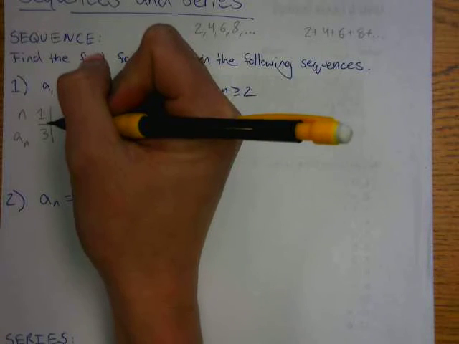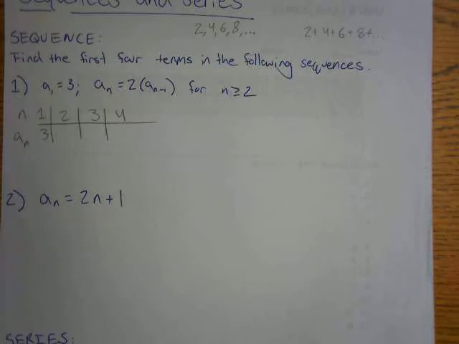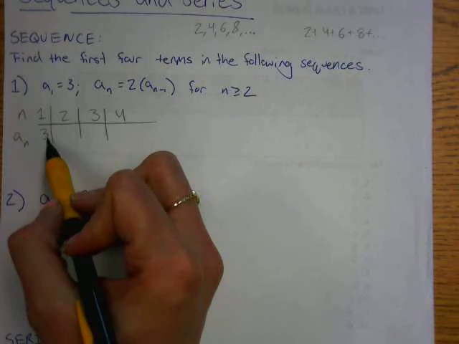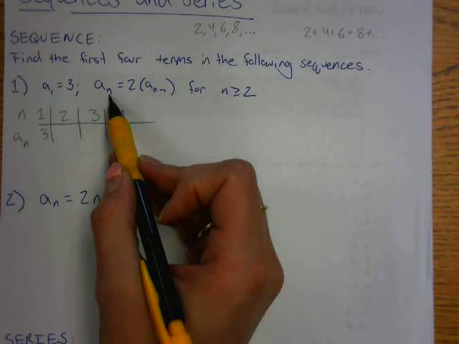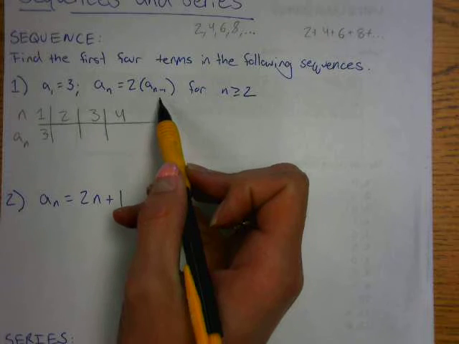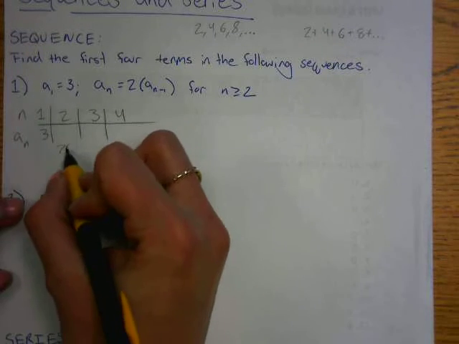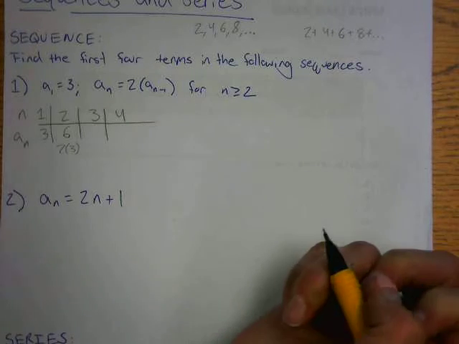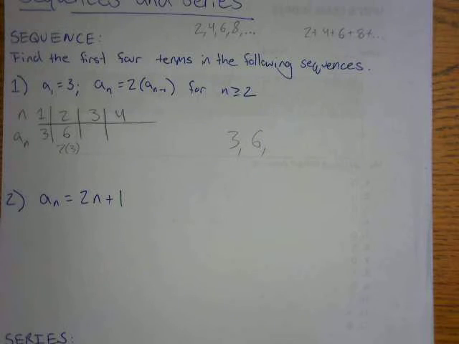So we're going to have 1, 2, 3, 4. We want the first 4 terms of the sequence. So let's say I have a1 equal to 3, then that means to find a2, we would be doing 2 times the previous term, n minus 1, which would be a1. So we're going to do 2 times 3, which would give us 6. So far we have 3, 6, we just need 2 more.